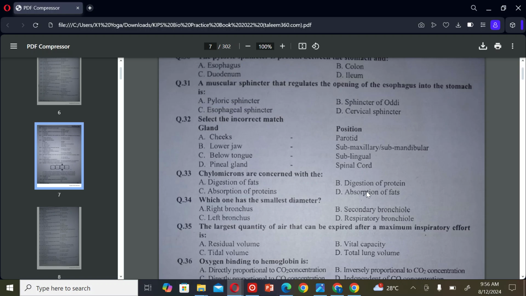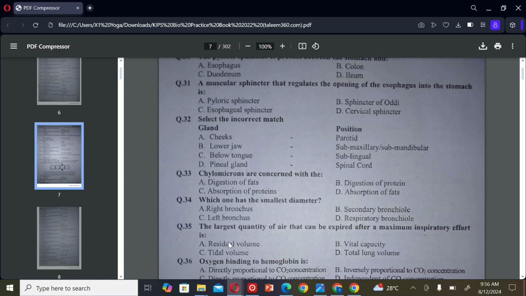Absorption of fats. The next MCQ is: which one has the smallest diameter? A. Right bronchus, B. Secondary bronchioles, C. Left bronchus, and D. Respiratory bronchioles. So the correct option is D.